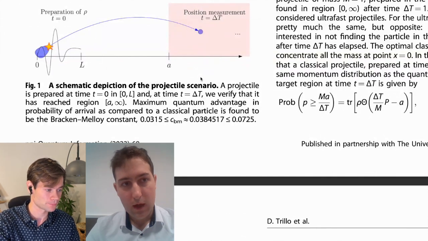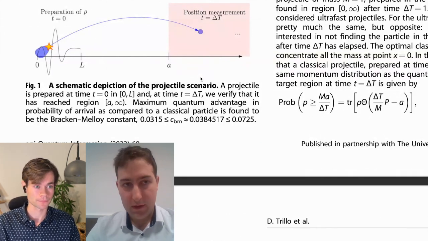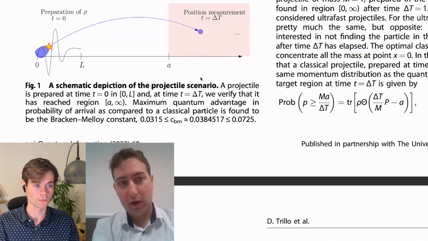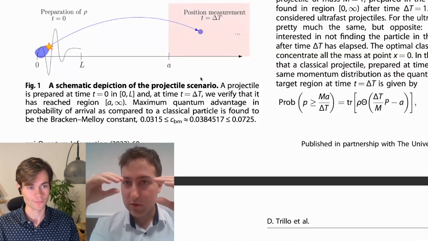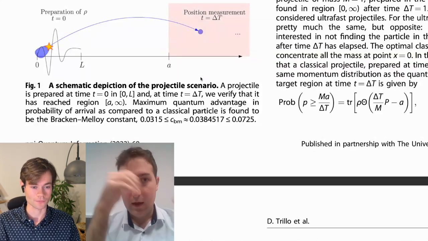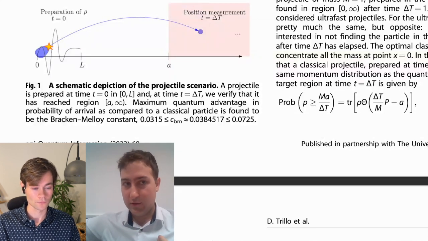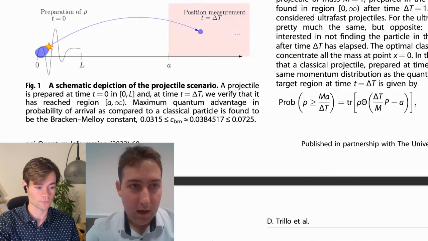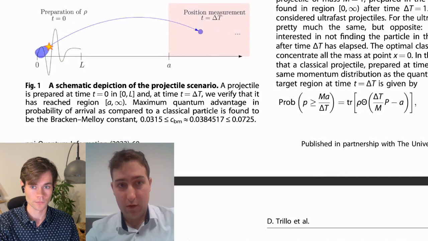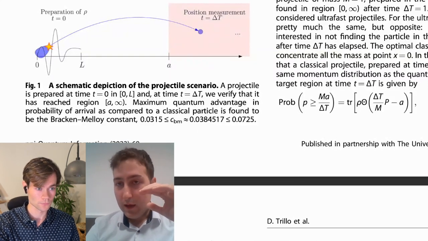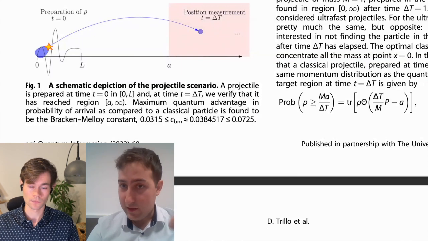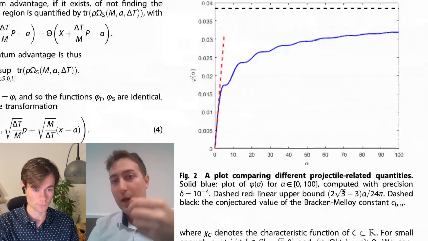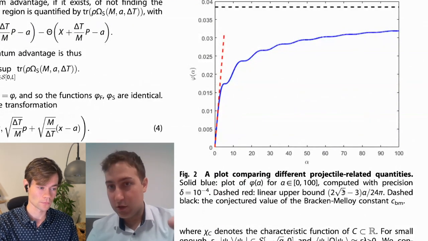Yeah. So as you can see, there are several parameters in this theoretical research. There's what I call L, which is the size of the region on which the particle is confined at first. Then there's this A, which is the distance to the target region. Then there's this delta T, which is the time that we wait until we measure position. And then, of course, there's the mass of the particle, which I don't draw there. Okay, so we see that the quantum advantage that we get should in principle depend on all these parameters, right? But it turns out that it only depends on a combination of them, which is alpha.